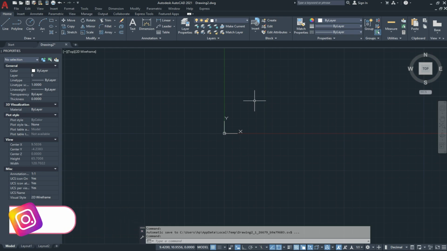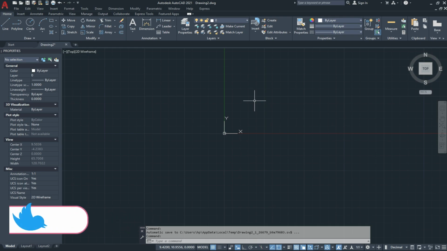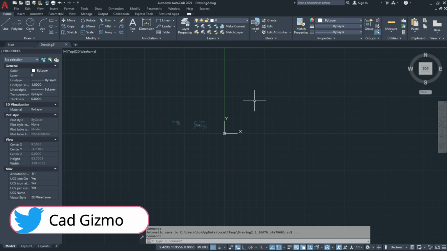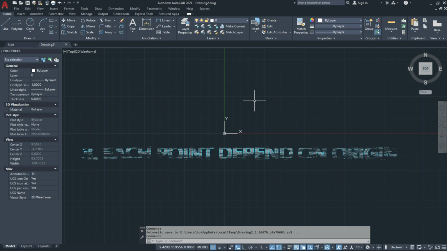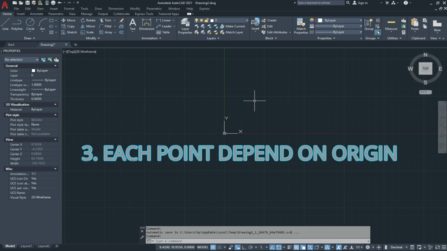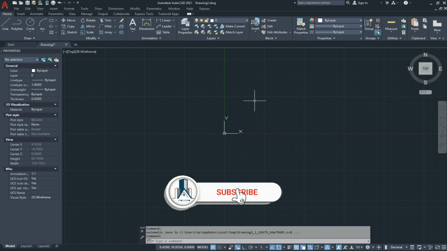The 3 points you should remember in the absolute coordinate system. The first one is we use hash option to draw our coordinates, and the second one is absolute coordinate system always start from origin 0, 0. And the third point, every line or coordinate depend on origin 0, 0. Now with the example we understand the absolute or Cartesian coordinate system.